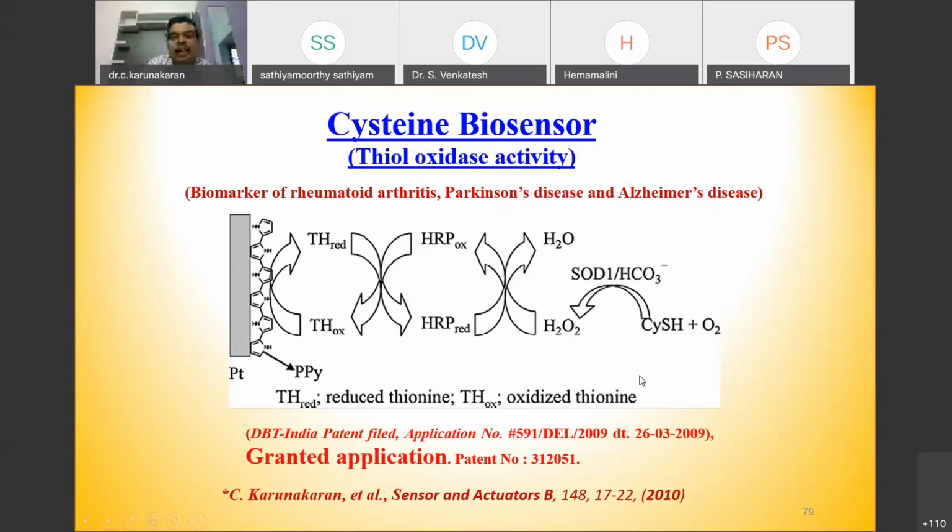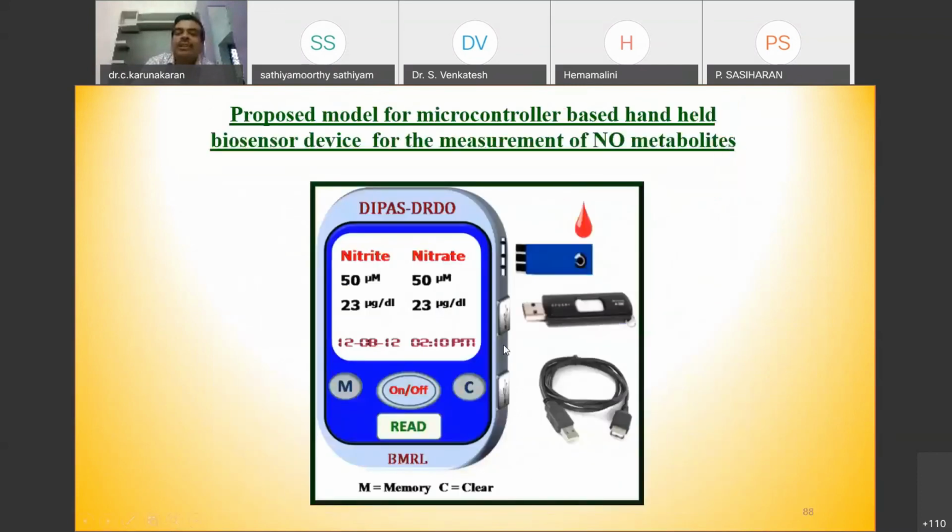This is the graphical user interface, with graphical program languages, for example, an oscilloscope, and you can develop any instrument, even an EPR instrument or NMR instrument. It is first developed and tested, and only then converted into a device. So based on our knowledge, we have proposed a handheld model, a microcontroller based biosensor device for the measurement of nitric oxide metabolites for hypoxia disorder. We have been granted money to develop the biosensor. This is our proposed model.